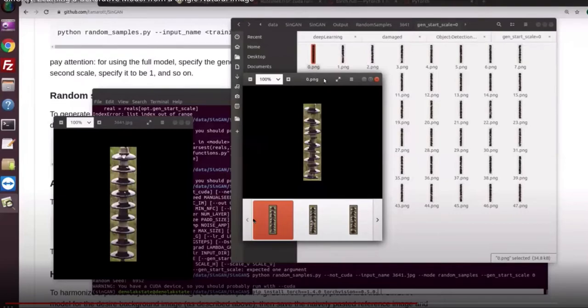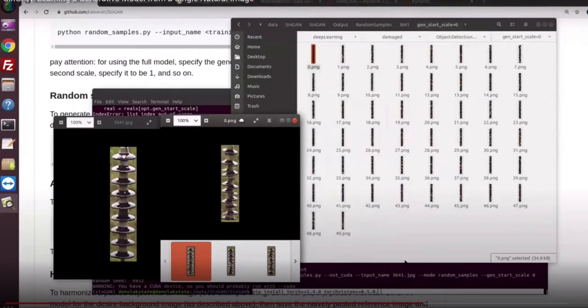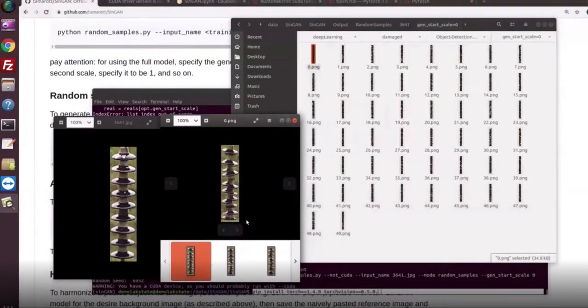So I use it in my work. I trained with just one damaged insulator to experiment with. And you can see 3641.jpg is the training image that I used. And the other ones in PNG are the generated fake images. You can see the different images as they are generated, which really capture the damage concept. So those are different images as I scroll through.